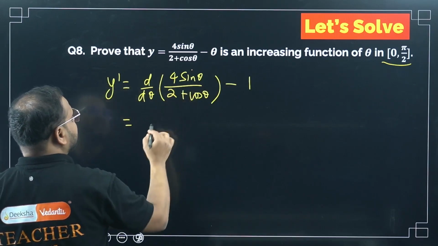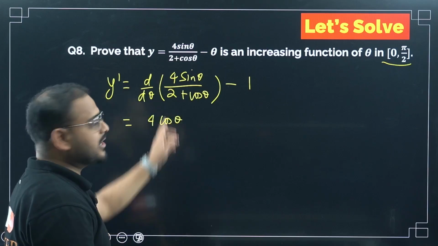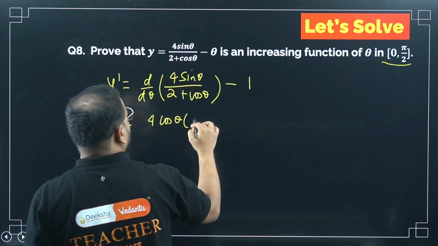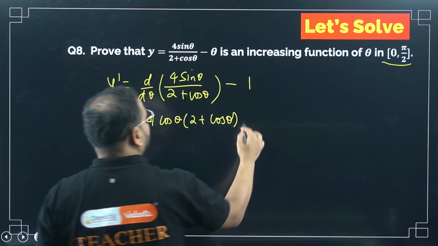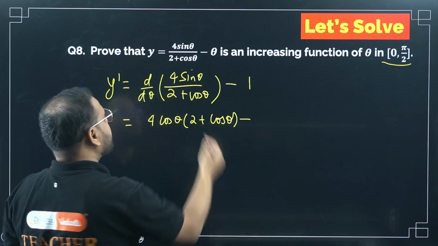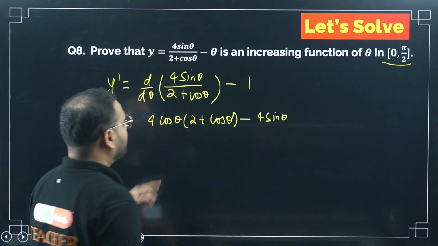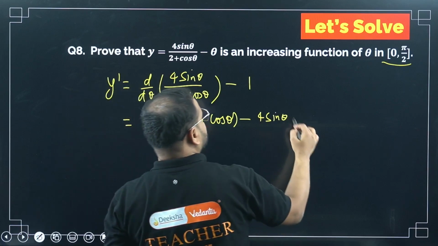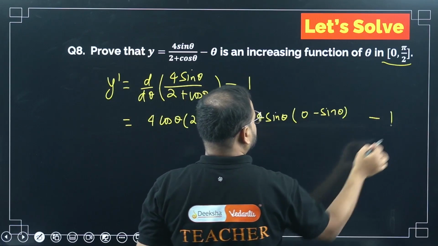So I'll do for 4 sin theta will become what? 4 cos theta. The numerator part will be like this. I'll keep this as it is. 2 plus cos theta will be as it is. Okay. Now what next? Put a minus sign because I'm using a quotient rule. I'll keep 4 sin theta as it is. And do what now? Differentiate 2 plus cos theta. So it will be 0 minus sin theta. Yes or no? A minus sign is here.